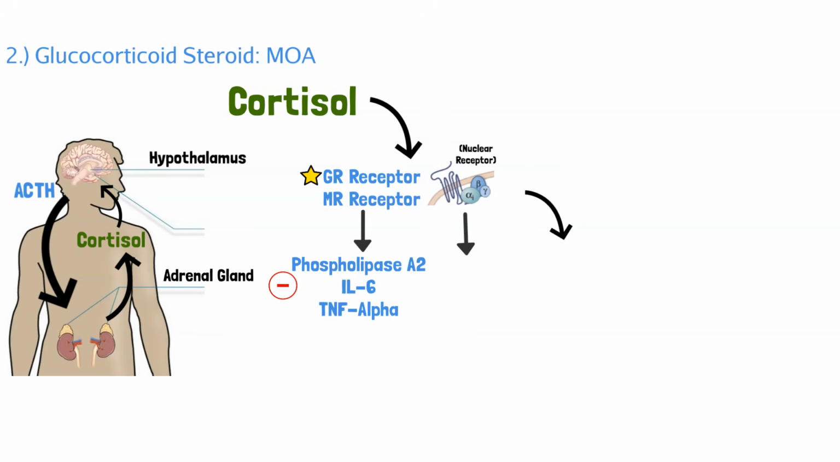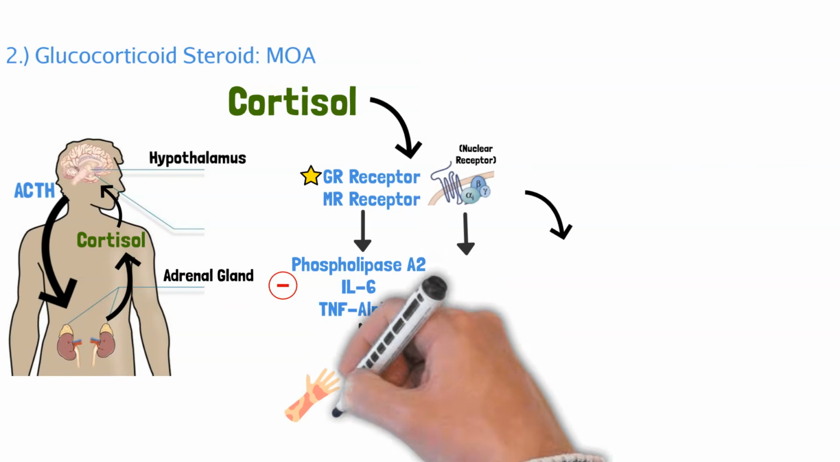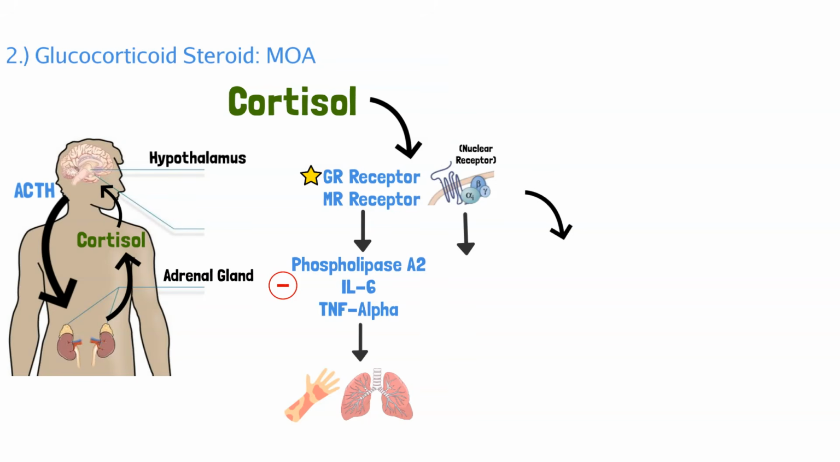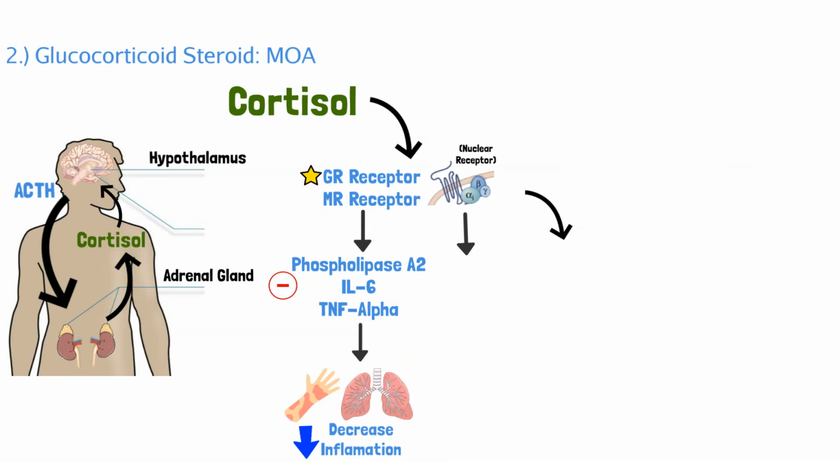We have TNF alpha, which is tumor necrosis factor alpha. There's a bunch. But essentially, the cortisol inhibits these intermediators. And when it inhibits these intermediators, we get a decrease in inflammation, right? That's the biggest purpose of making drugs that mimic cortisol. We decrease inflammation. So that could be on your skin, in your lungs if you have asthma, if you broke out in hives. There's a bunch of different types of inflammation.